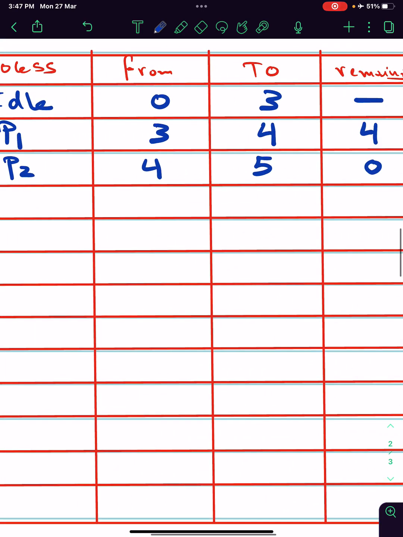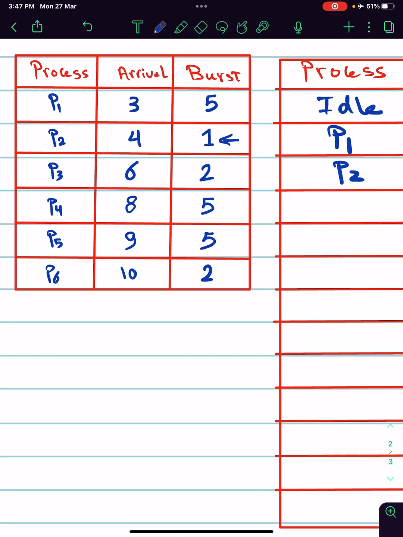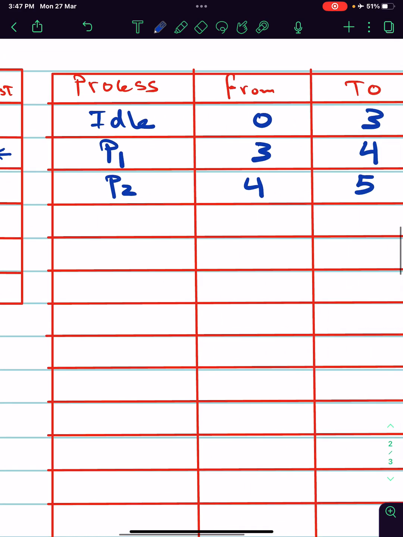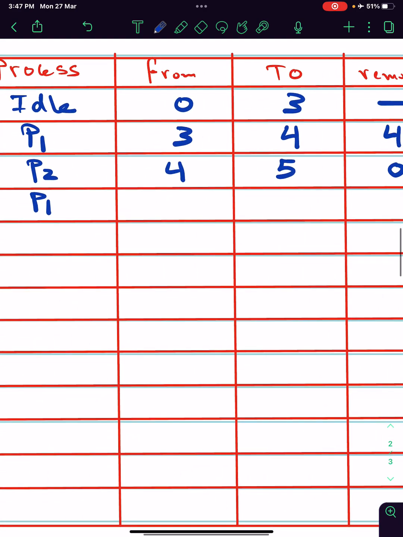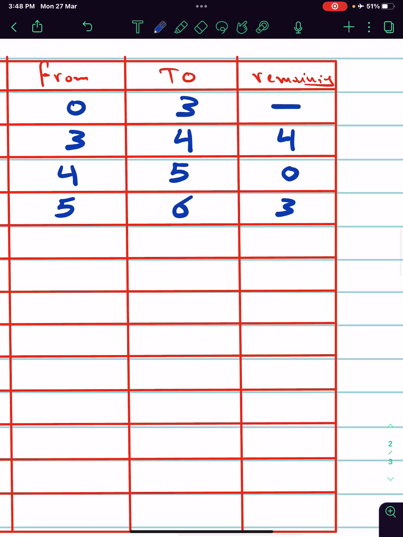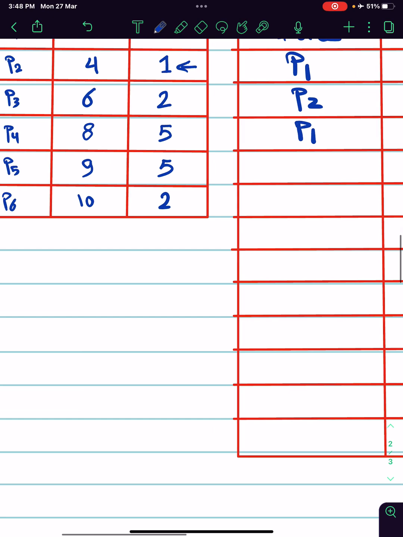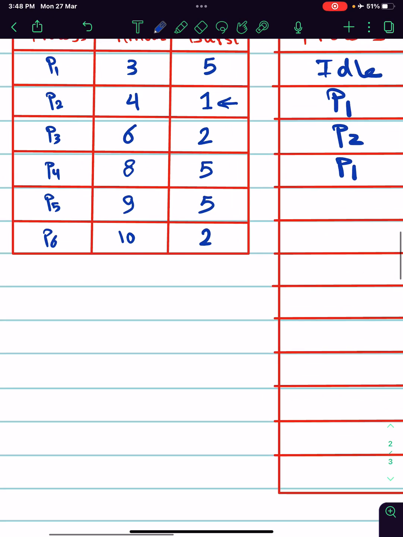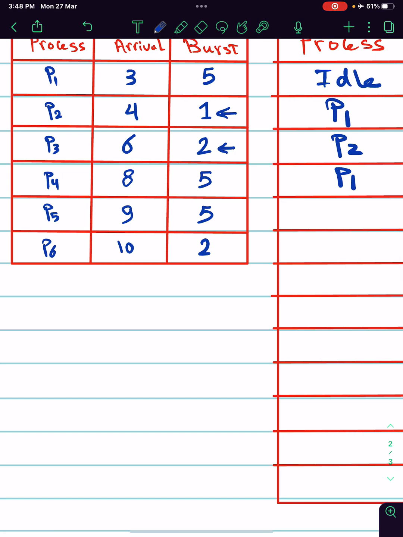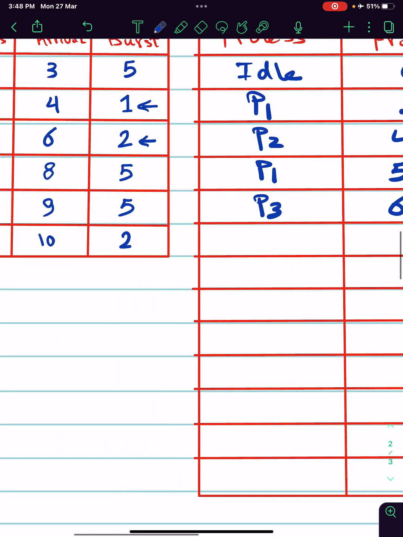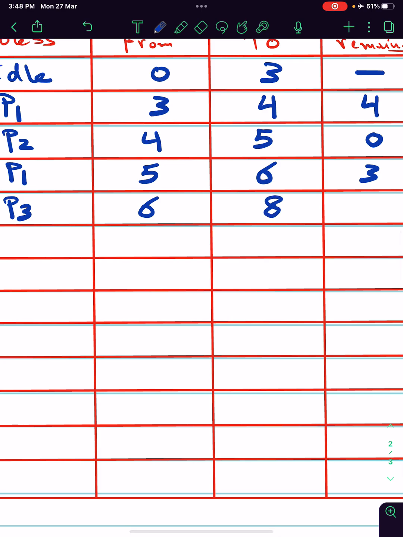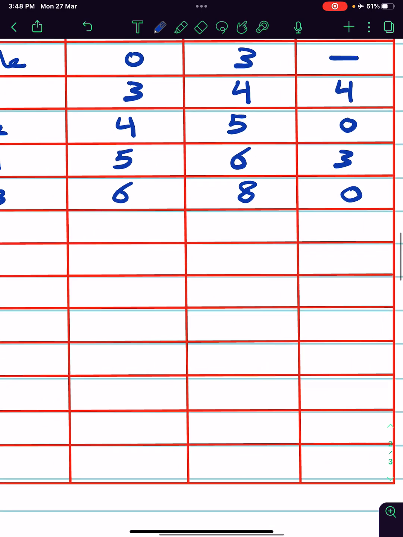Now, the time here is 5. At time 5, the only existing process is P1, so you're going to be working again with P1. Now you will work from 5 to 6, and the remaining time is going to be 3. Why is this? Because at time 6 we have a P3 arrival, and the burst is 2, less than 3. So you're going to continue with P3 from 6 to 8, and no remaining time, so P3 finished.